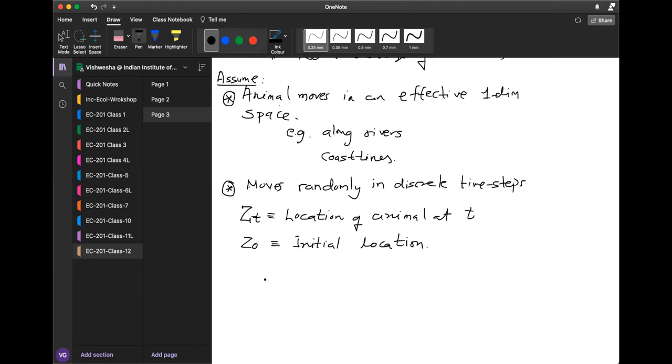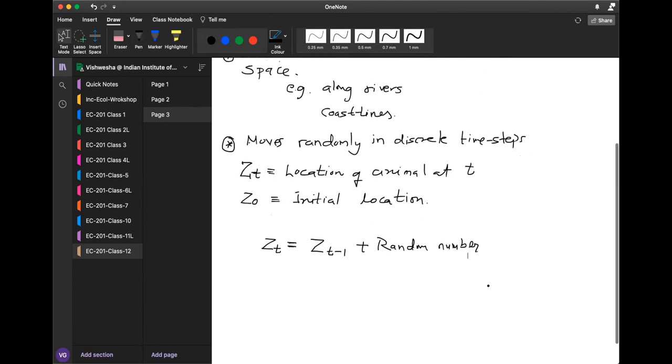Now, if Zt was the current location, it must have come from some Zt minus 1, right? So let's say Zt minus 1 was the previous location. How do you arrive at Zt? By moving randomly, right? That means I just add a random number to it. Do you agree with this? So how much distance to move is a random number. Is that fine? So the animal is at location Zt minus 1, and the new location is a random number added to its previous location. Is that fine? Okay, let's denote that by Zt = Zt minus 1 plus eta t, as before.